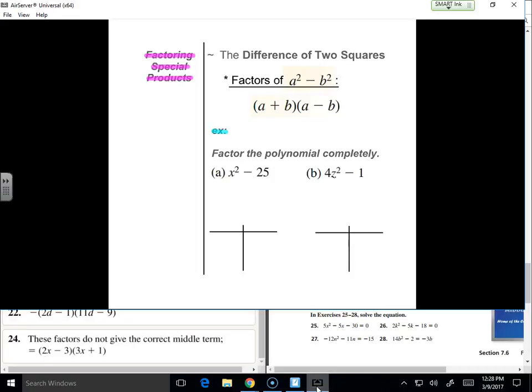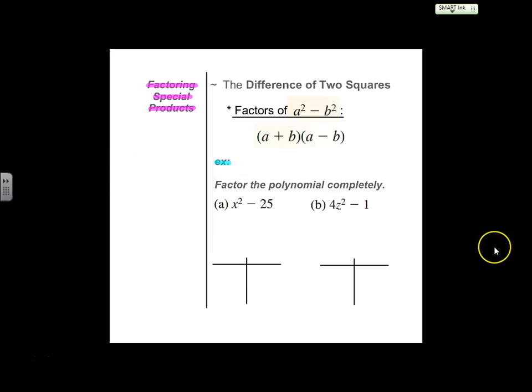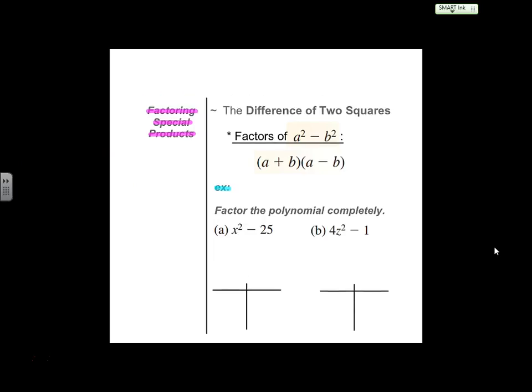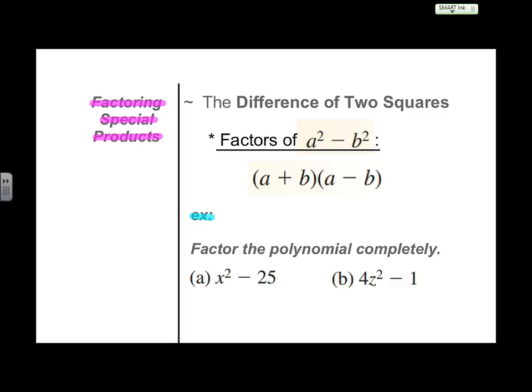You're going to notice it's actually for a special type of product, which means maybe it has a special answer. We're factoring special products in section 7.7. We're factoring one type of special product in the first part, and then we're factoring another special product tomorrow in the second part, before the weekend.